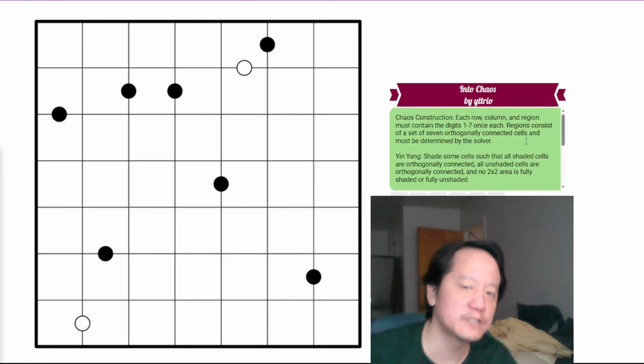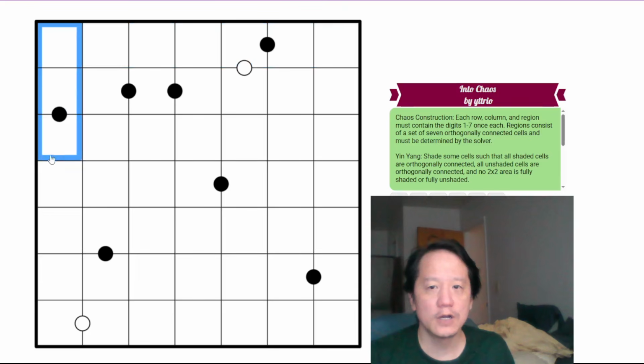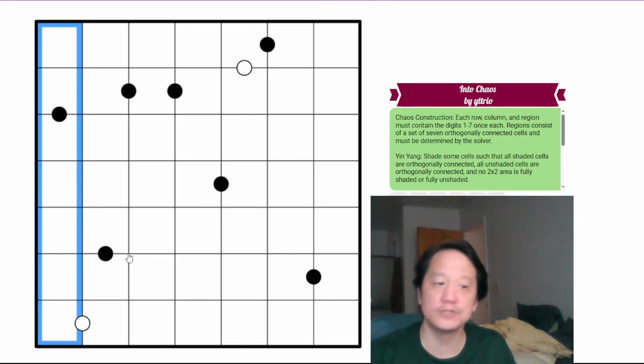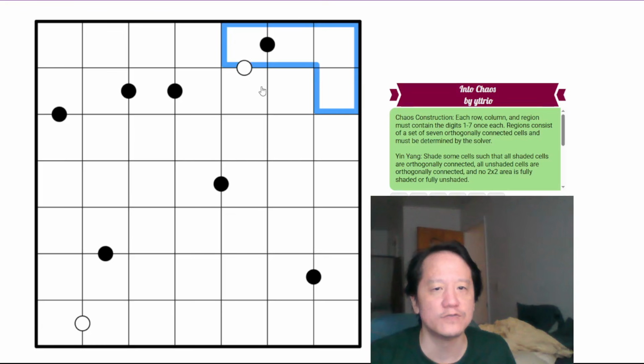We have chaos construction rules where each row, column, and region must contain the digits 1 through 7 once each. And this is a 7 by 7 grid, so that's how that works. Regions consist of a set of 7 orthogonally connected cells and must be determined by the solver.